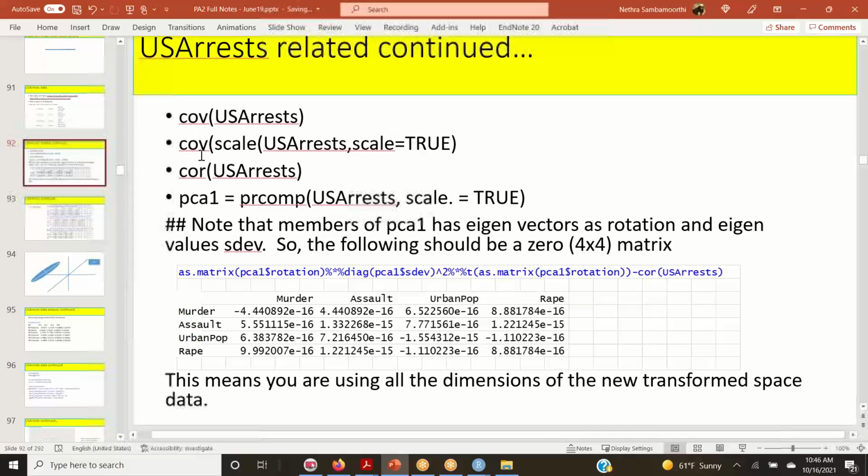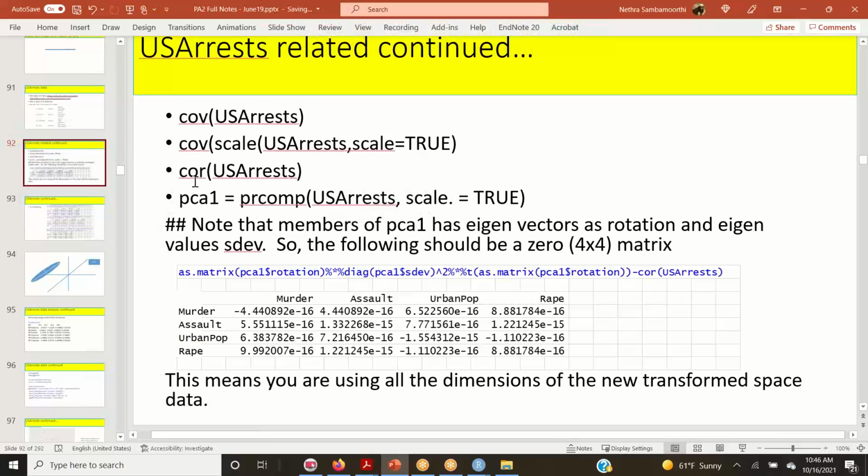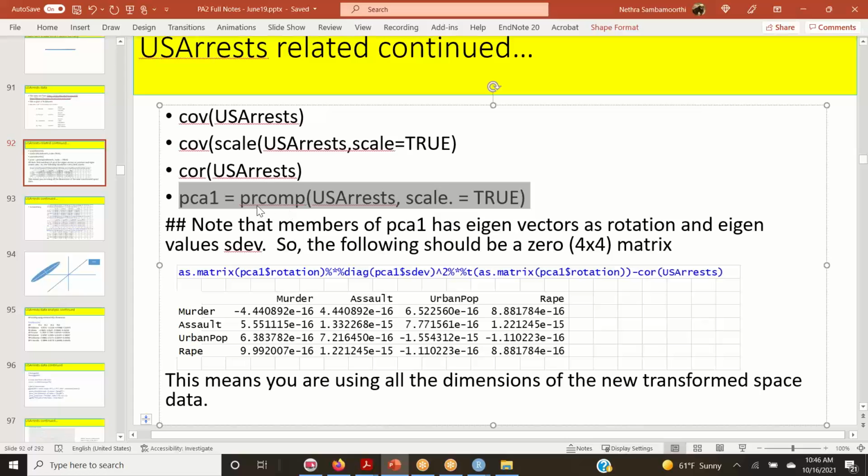Now I can do again covariance or correlation. Remember, I can also do correlation. So prcomp, I can do that. Scale equal to TRUE means it will standardize, which means really it is working with the correlation matrix. When I standardize, scale equal to TRUE means you scale the data. That means it is working with correlation.